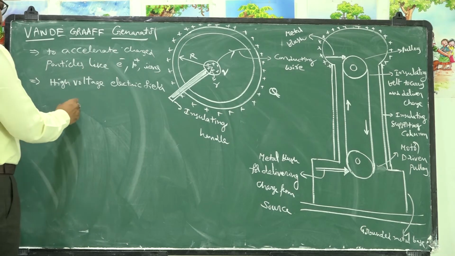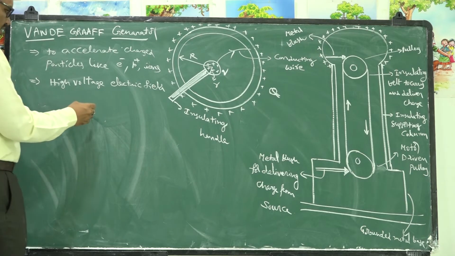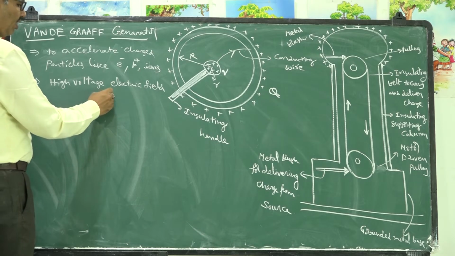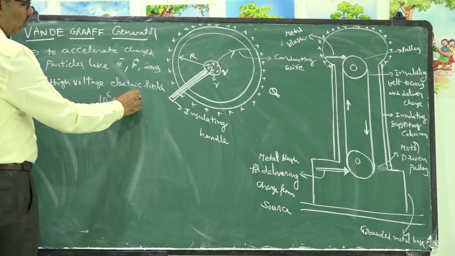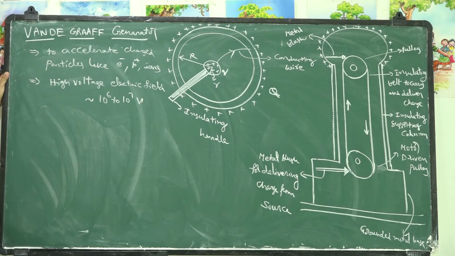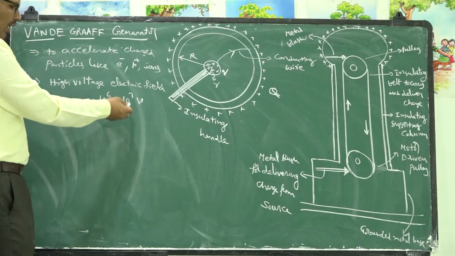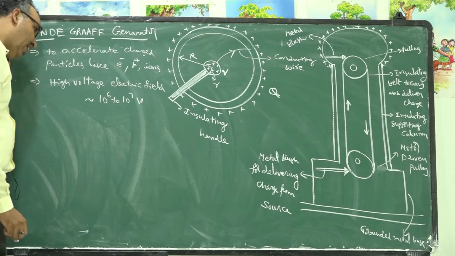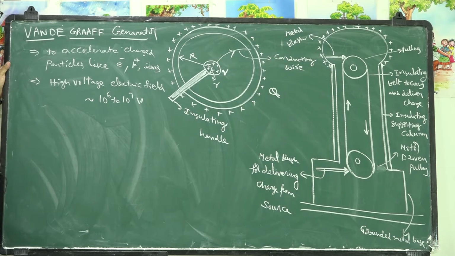In Van de Graaff generators, generally we generate electric field strength or electric field voltage in the order of 10 power 6 to 10 power 7 volts. We will generate high voltage electric field in the order of 10 power 6 to 10 power 7 volts. That means a few million volts electric field is generated with the help of Van de Graaff generator. This Van de Graaff generator works on a principle. Let us understand the principle.